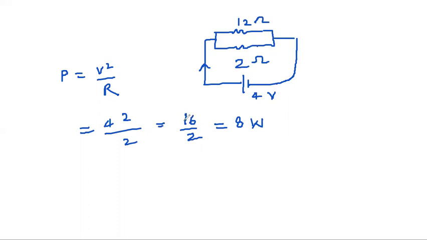Now let's go to next question. Question number 15. Question 15 says two lamps, one rated 100 watt at 220 volt and the other 60 watt at 220 volt are connected in parallel to each other to main supply. What current is drawn from the line if the supply voltage is 220 volt?